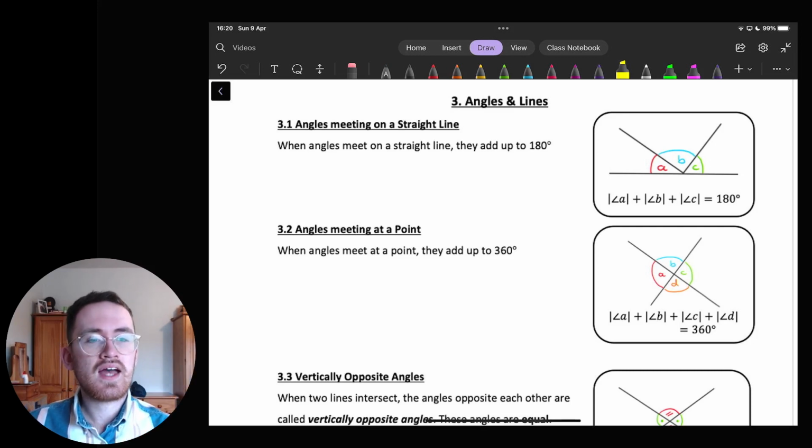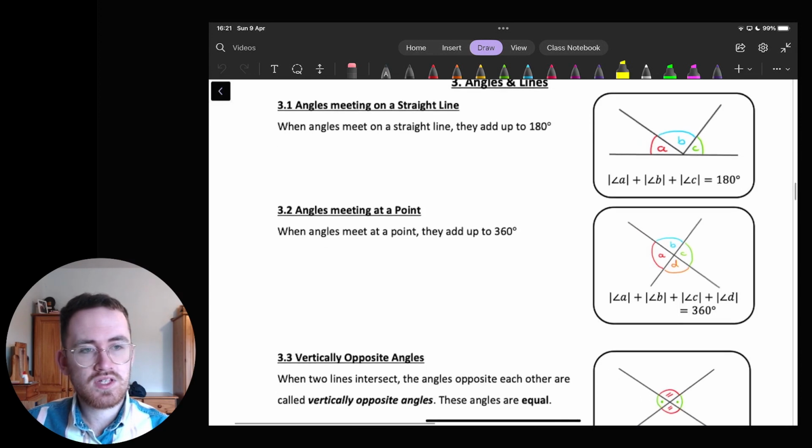If we look at a straight line, as we said, one of our theorems was that when angles meet on a straight line, they add up to 180 degrees. And that's a really important rule to have. So if any straight line and any other lines meet, then if we add up all those angles along that straight line, we should get 180 degrees. And if we have 2 of the angles, we can use that to find the last angle. That one comes up fairly regularly as one that's worth knowing.